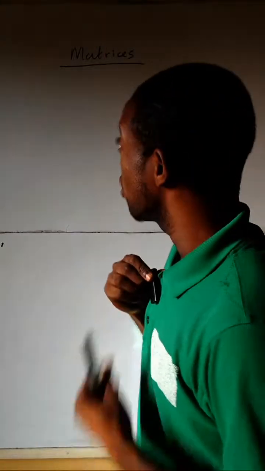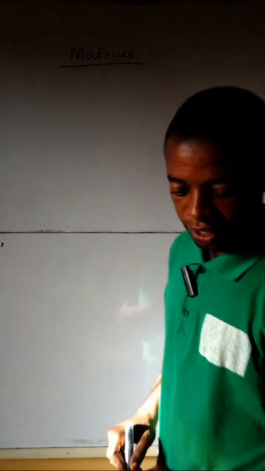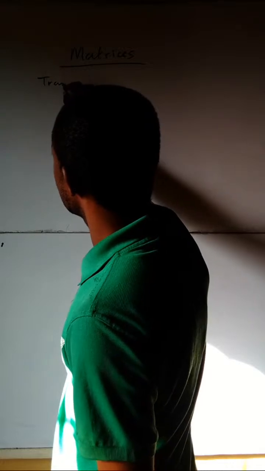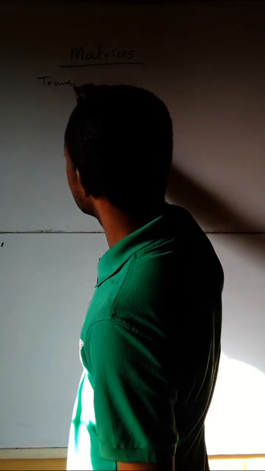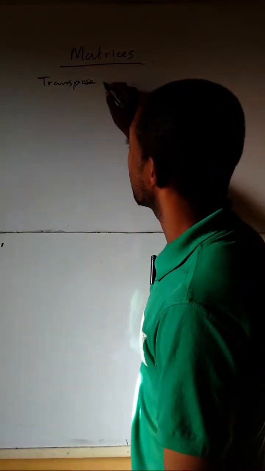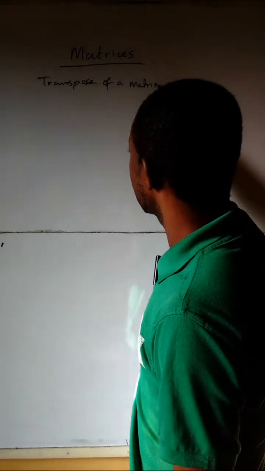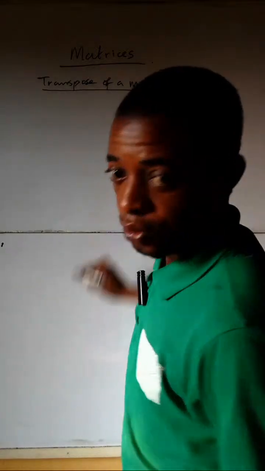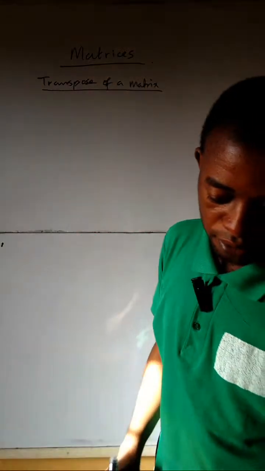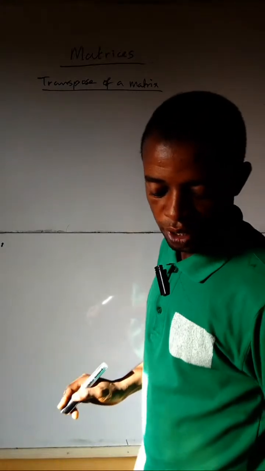Section on matrices. That is, here, the next thing, let's look at the transpose of a matrix. Transpose of a matrix. Then here, transpose means that we interchange the row and the column of a matrix.